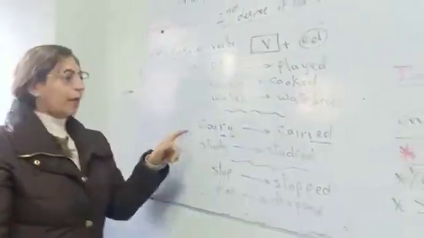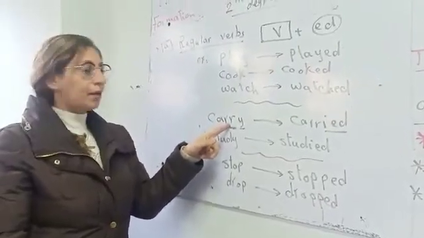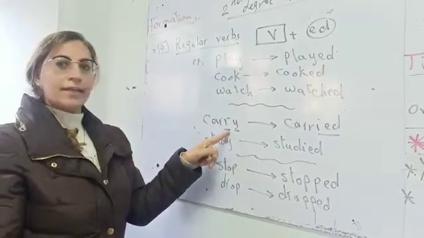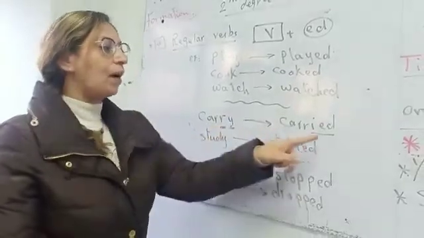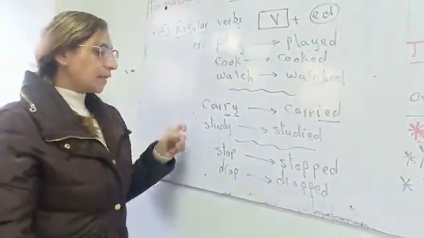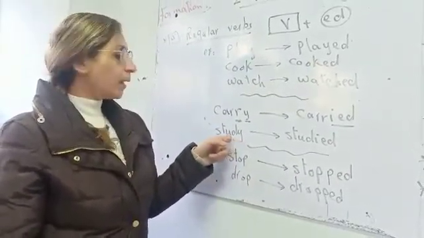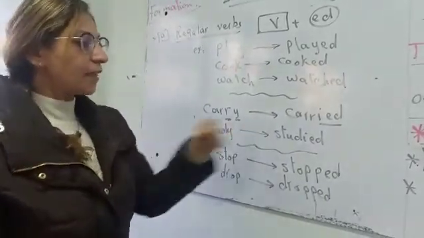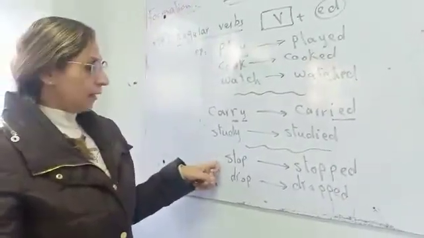But when the verb ends in y, and before y there is a consonant like carry here, the last one is y, and before y there is r. R is a consonant which is not a vowel. You have to cancel y and change it to ied. So carry, carried. The same here. The last letter here is y, and before y there is d. D is a consonant sound which is not a vowel. Study, studied.